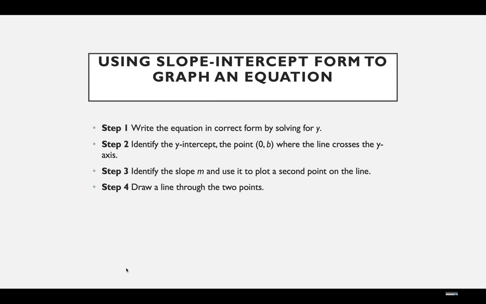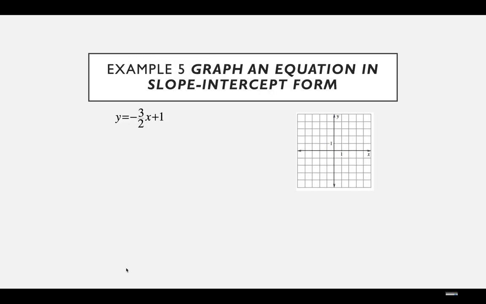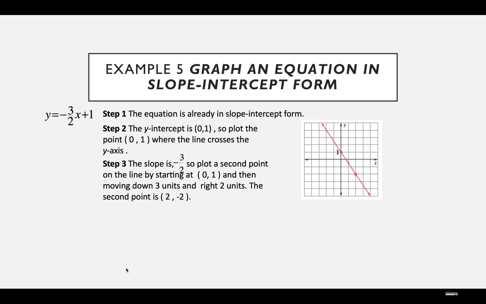Okay, so if we use slope-intercept form to graph an equation, what you will do is plot the y-intercept, and then you'll use the slope to get a second point because it takes 2 points to define a line. So when we have y equals -3 halves x plus 1, we'll start by plotting the point 0, 1, and then we'll use the slope of -3 halves to get a second point on the line. So we'll go down 3 and to the right 2, and then we'll play connect the dots. And you'll notice that it goes up to the left, which is what we expect from a line with a negative slope.